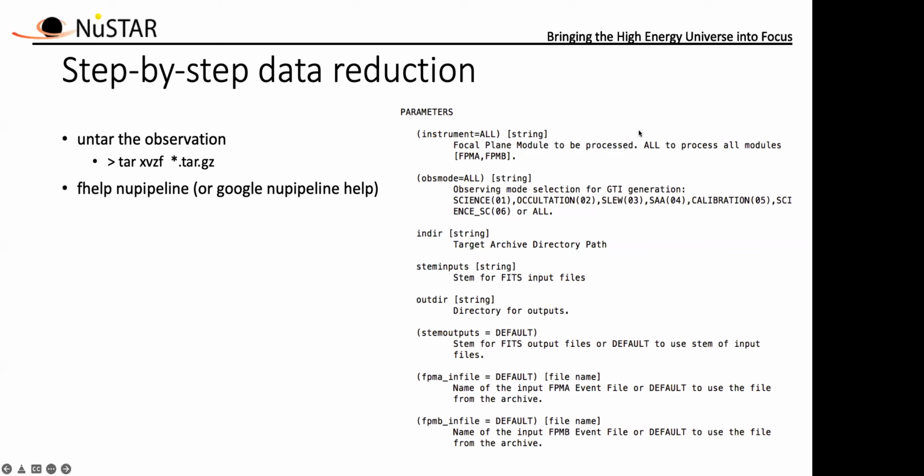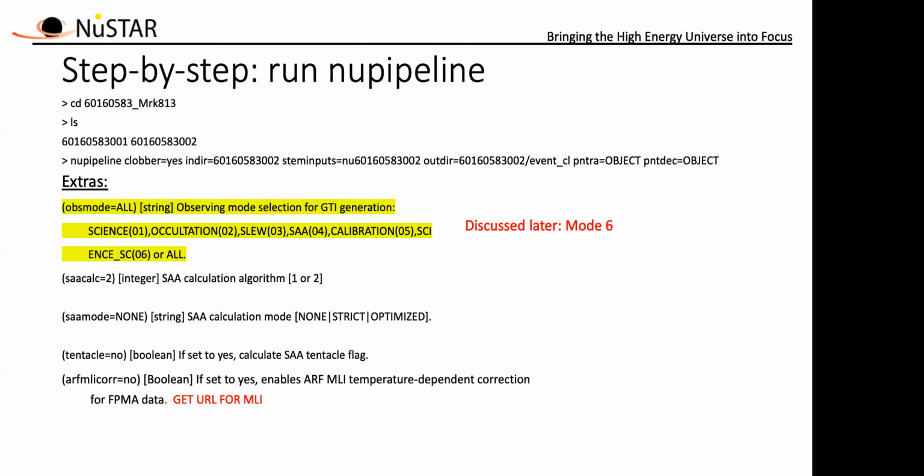So you can always look at fhelp new pipeline. That gives you all the parameters that you need to run that particular task. But here is an example. So new pipeline, this is just an example, and you can read that again at your own leisure.